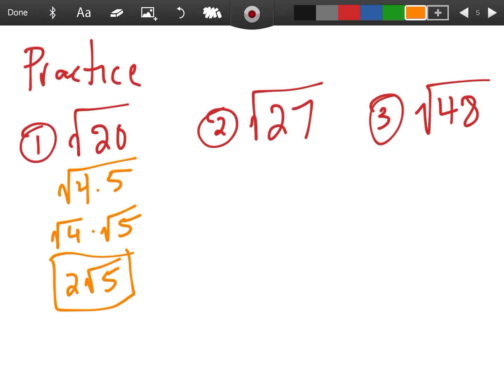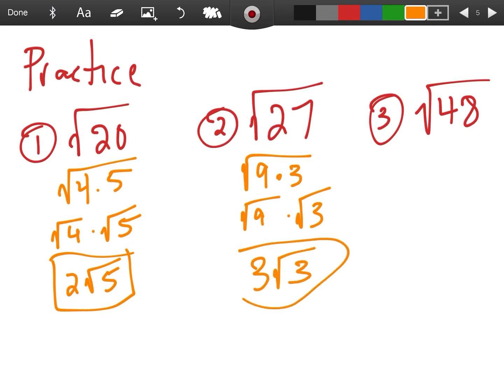For 27, I think of some of its factors. I've got 3 and 9. I immediately hear 9. I know 9 is a perfect square, so I'll rewrite this as the square root of 9 times 3. Well, that's the square root of 9 times the square root of 3, and the square root of 9 is just 3. So I get 3 times the square root of 3.